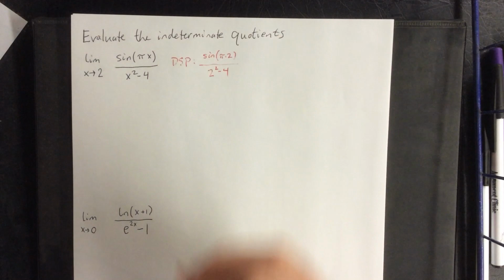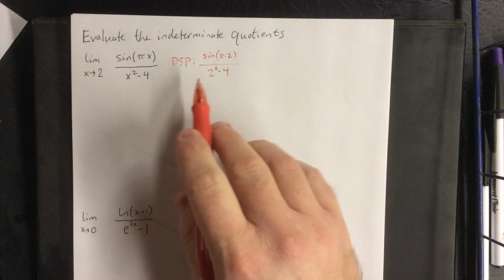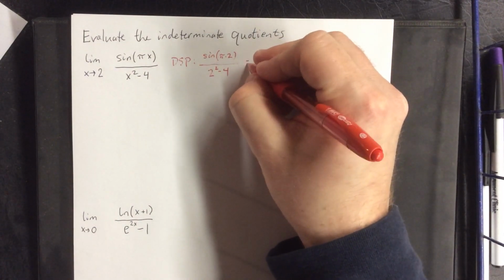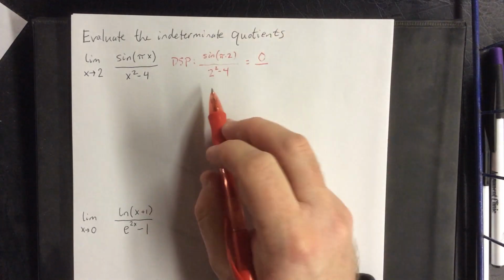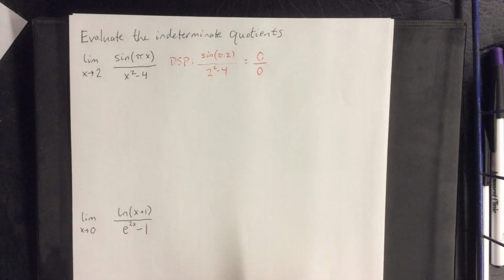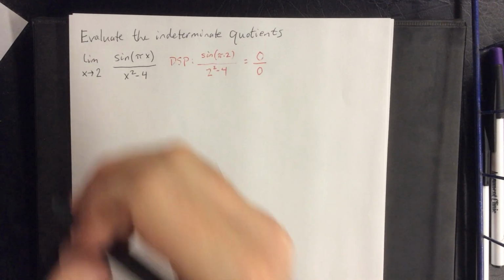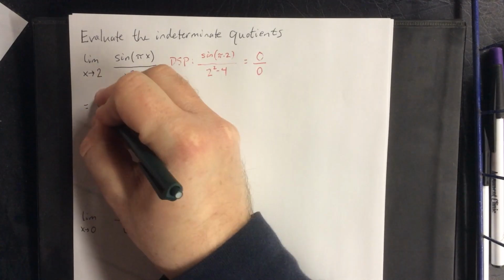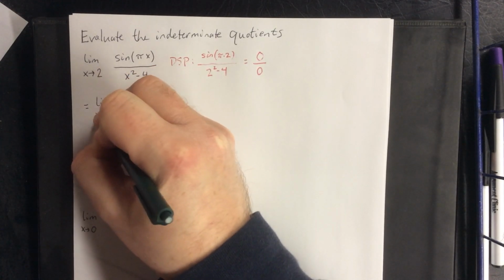So I'm going to try to plug it in, x equals 2. Up top we get the sine of pi times 2. Sine of 2 pi is equal to 0. And in the denominator we get 2 squared minus 4. 2 squared minus 4 would be equal to 0 as well. So yes, indeed, we have our indeterminate quotient. Now because it's already an indeterminate quotient, we're allowed to go ahead and apply L'Hopital's rule.